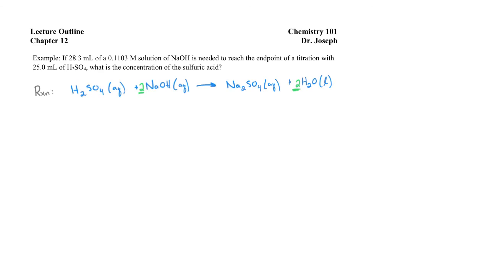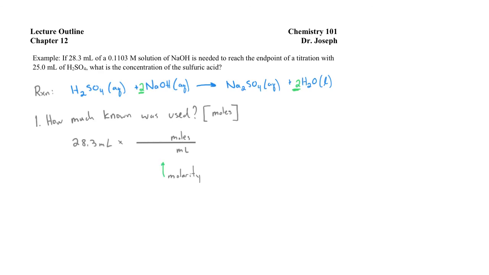Now let's figure out how to solve this problem. The first thing we need to do when approaching this type of problem is figure out how much of the known we actually used. We see that 28.3 milliliters was used, and we're also told the concentration of that known. From this information, we can figure out how many moles of sodium hydroxide were added to reach the endpoint. We need to convert the volume, or milliliters, into moles, and we do this by using the molarity as a conversion factor. Now we know how many moles of sodium hydroxide, our known, were actually used to do the titration.